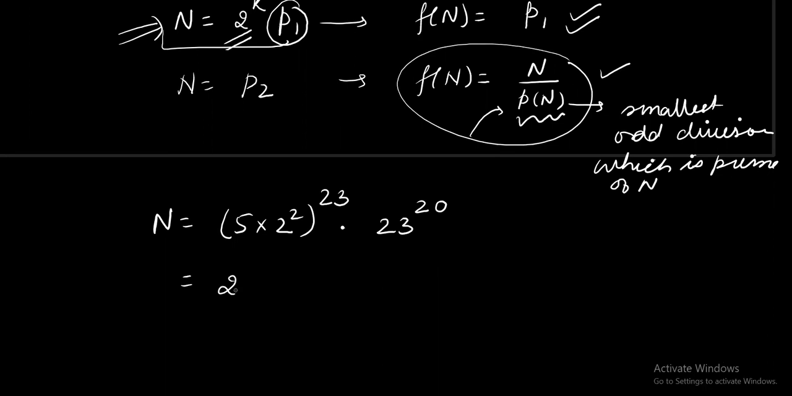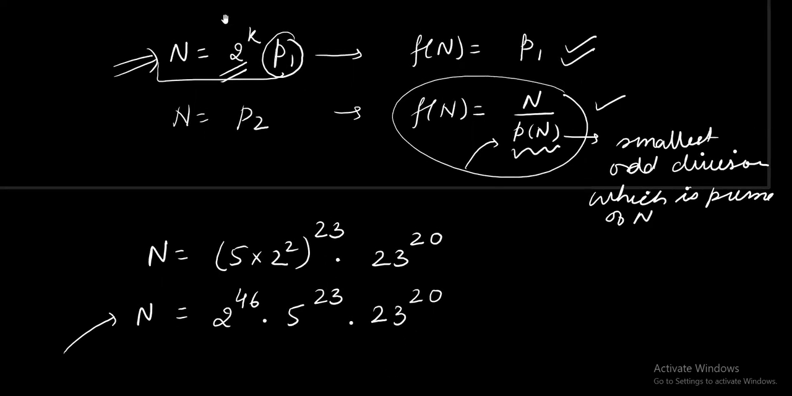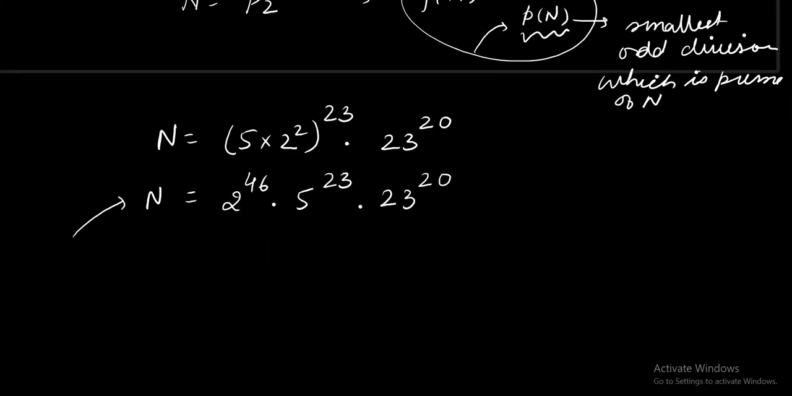Or you can say that this is nothing but 2 raised to the power 46 multiplied by 5 power 23 multiplied by 23 raised to the power 20. And you can see that capital N is of this type, right? So if I need to calculate f of n in this situation, f of n simply can be written as 5 power 23 into 23 raised to the power 20. I have removed all the even factors, and this is the greatest odd divisor of the number capital N that they have given, right?